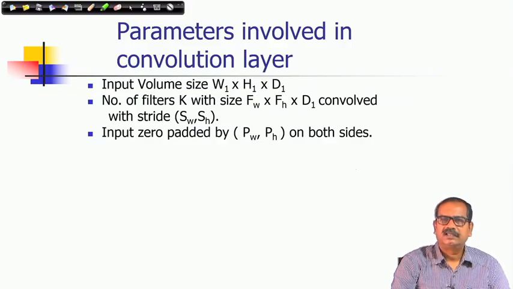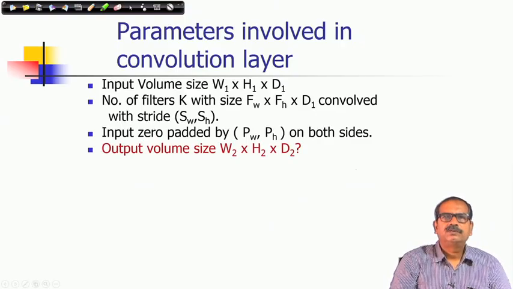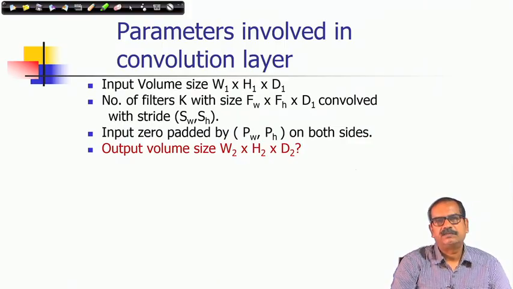So, if you would like to include also the edge pixels or boundary pixels of the image, then pad the input with 0 and then perform this computation, and it would produce the output volume size of W2 cross H2 cross D2. So, what should be this output volume size? Now, these values are all related with the values of the input sizes, like W1, H1, D1, Fw, Fh, D1. D1 is not very important here, but W1 and H1, Fw, Fh, Sw, Sh and Pw, Ph, all those values will determine what should be the size of your output.